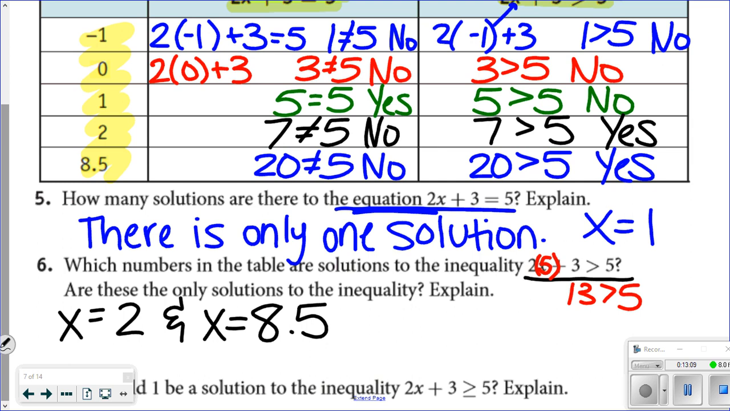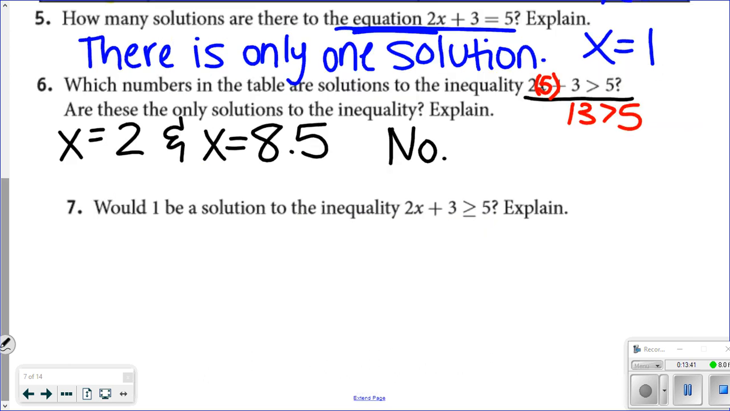So are these the only two solutions? No. In fact, you can write this down. Any number greater than 1 is a solution. Because here we got no when we plugged in 1, but we got yes when we plugged in 2. We plugged in 5, it was yes. 8.5 was yes. So any number bigger than 1 is going to work.